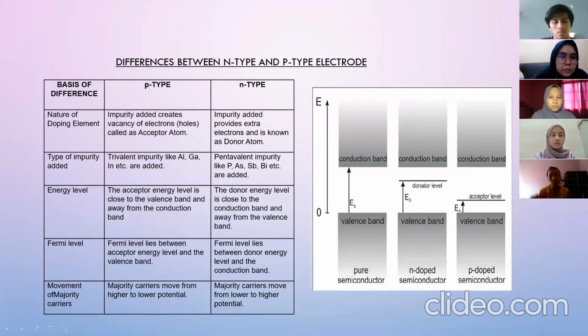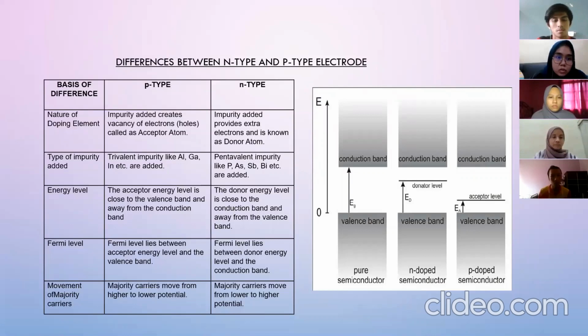For the p-type, you will create a vacancy of a hole, known as an acceptor atom. For the n-type, you will add an extra electron, known as a donor atom. And the type of impurity added for p-type is trivalent, and for n-type is pentavalent.